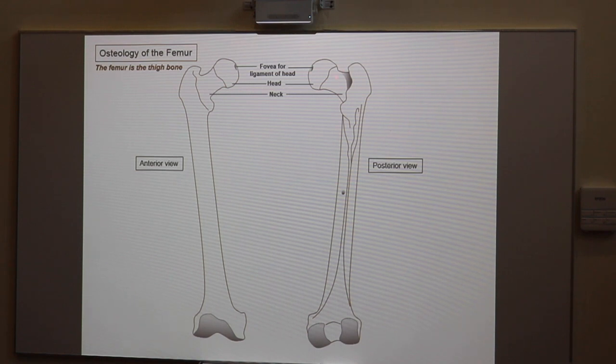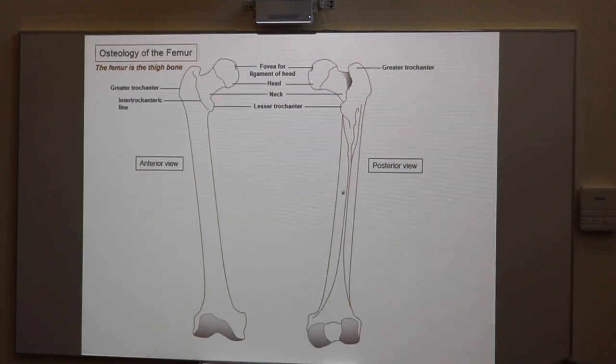Then you can see this constricted area, which is the neck of the femur, and then you can see the two major enlargements here, which is the greater trochanter, and the greater trochanter is similar to the greater tubercle of the humerus. So you can feel the greater trochanter on the side of your hip. So greater trochanter is there.